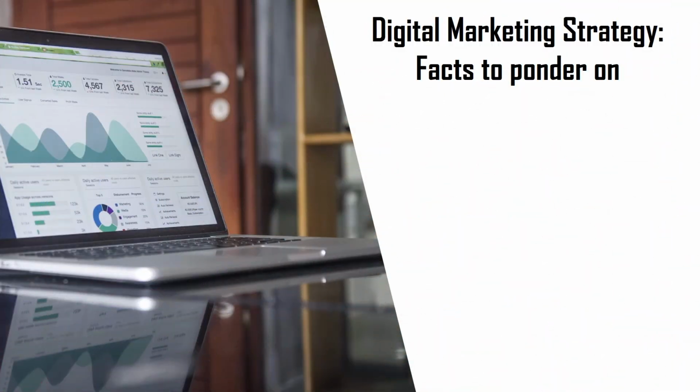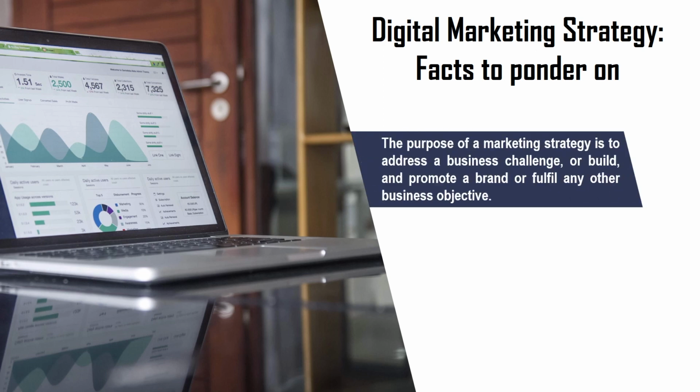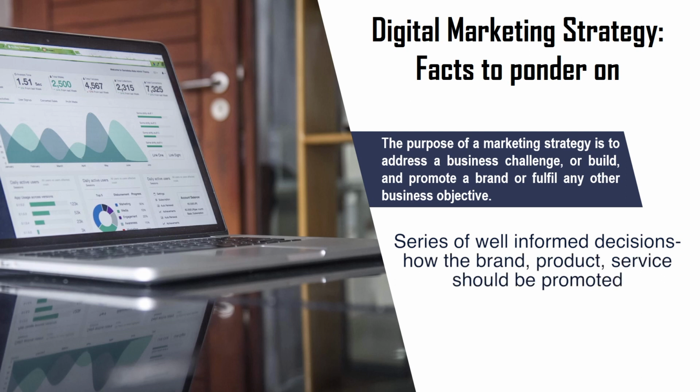Some other facts which we need to ponder on before formulating our digital marketing strategy: the strategy is to address a business challenge or to build and promote a brand or fulfill any other business objective. So, an effective strategy involves making a series of well informed decisions about how the brand, product or service should be promoted. Those decisions are very important. How do you want to go about promoting a brand, your product or your service? That should be decided before you start making a digital strategy.